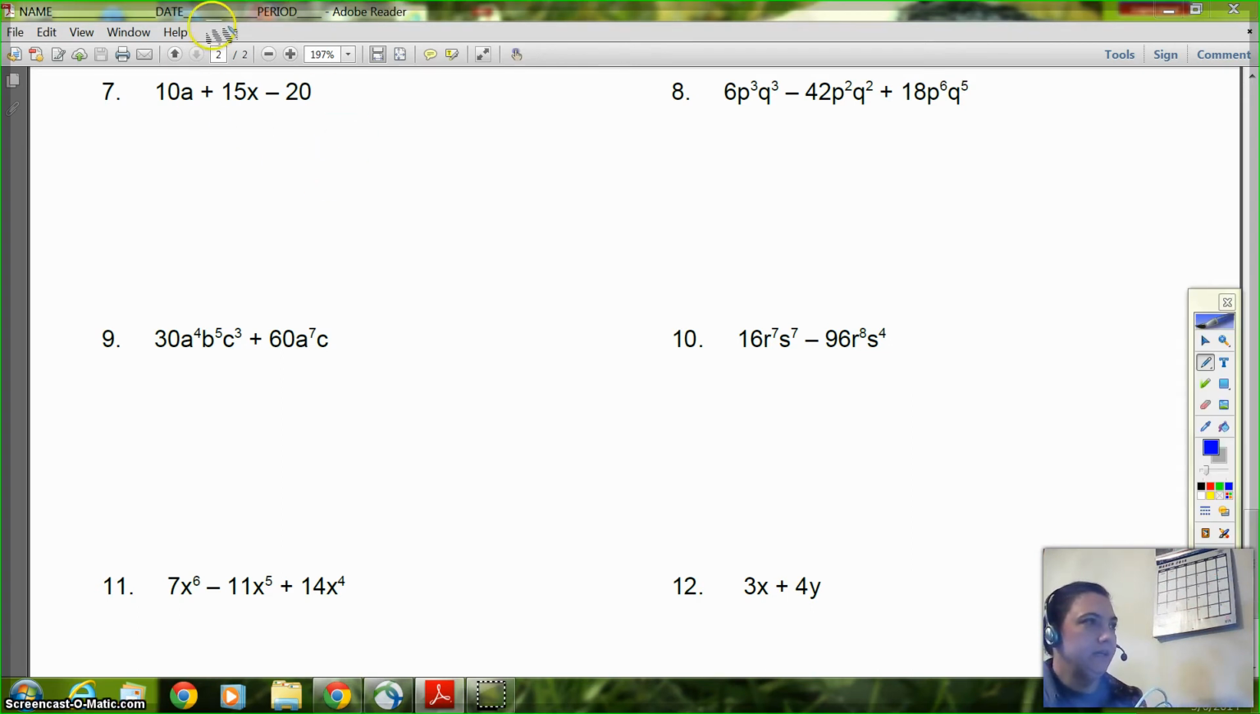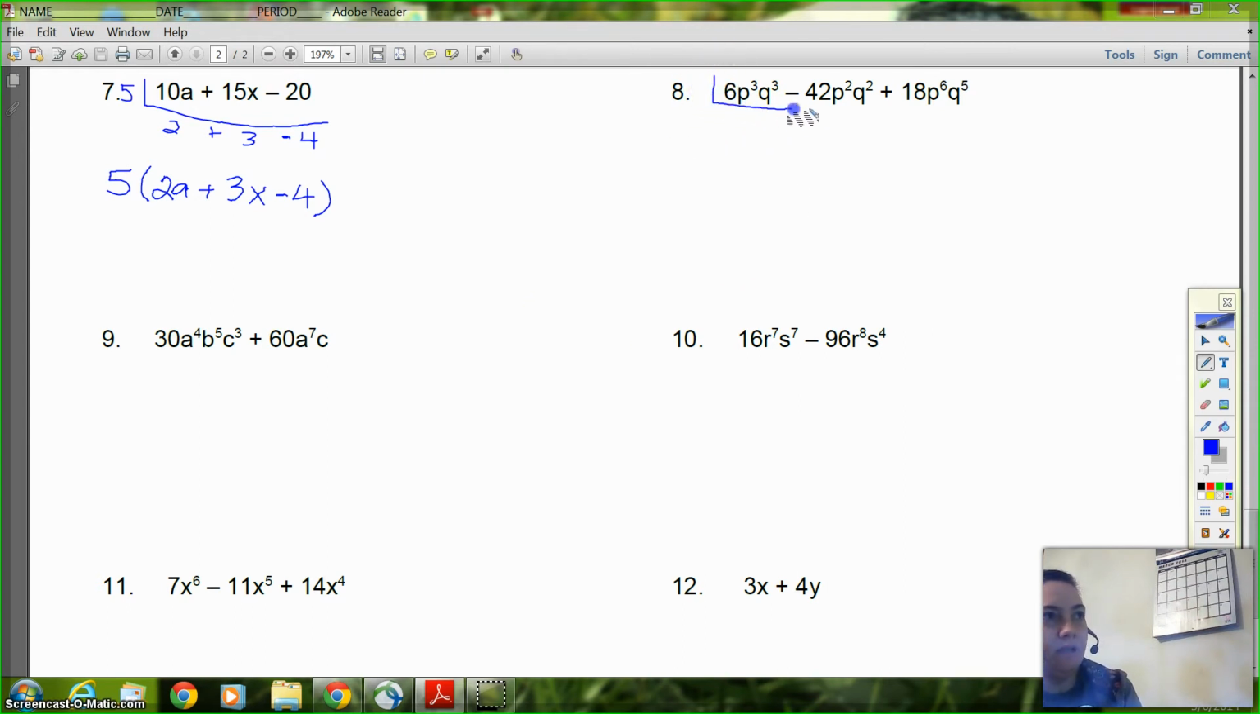Okay, we're going to have number 8. And I see that I can divide by 5. So I have 2 left over, plus 3, and minus 4. And I'm going to look at my variables, and I do not have any variables in common. So 5 is going to be my greatest common factor, and I have 2a left over, plus 3x left over, minus 4. And number 7 is factored.